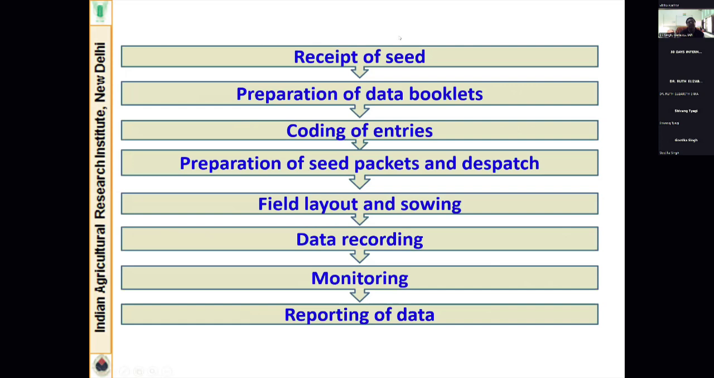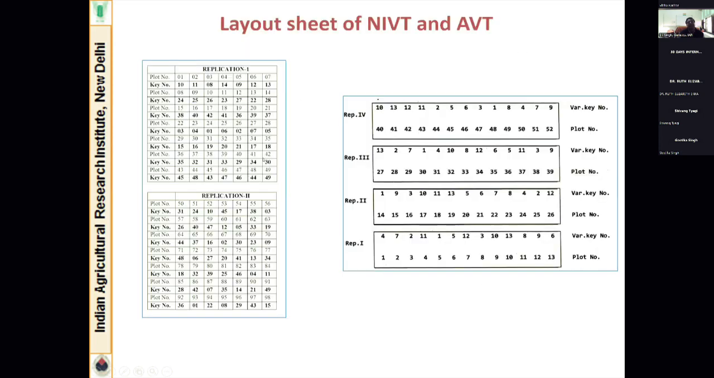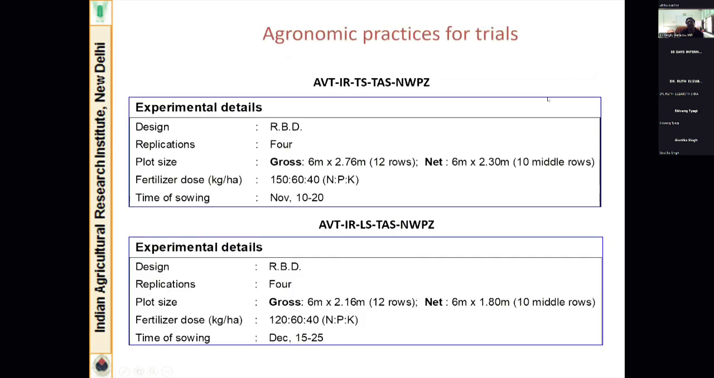So when the coordinating system conducts the trials, there are different steps: receipt of the seed, preparation of data booklets, coding of the entries, preparation of seed packets and dispatch, field layout and sowing, data recording, monitoring, and data reporting. These are different steps involved in the AICRP system. So this is the layout. In NIVT, you can see on the left-hand side that there are 2 replications in lattice design, and the AVTs are normally in replicated designs.